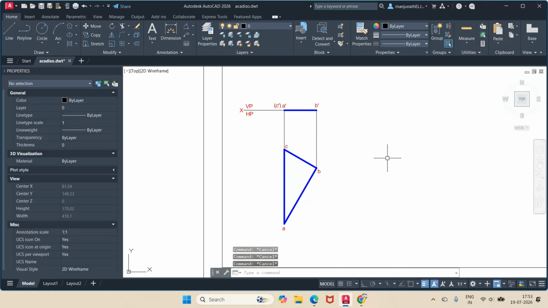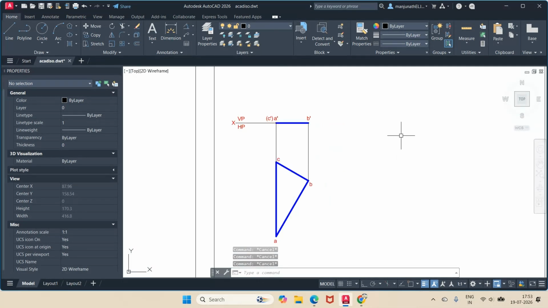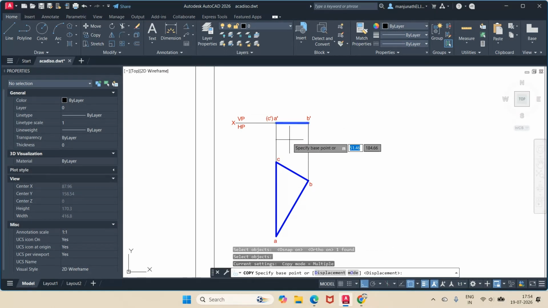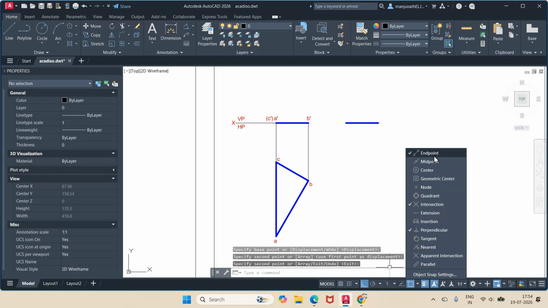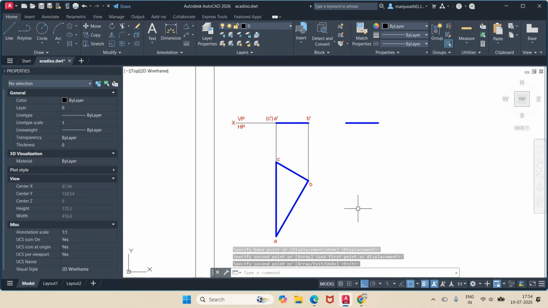So now once you do that, now I want to copy this such that the longest side is in HP. Which is the longest side? This A dash C dash, and it makes an angle of 45 degrees. Then here I will go for copy, enable copy and ortho. Select this line, copy to the next position here. Then you go to endpoint, enable endpoint, remove perpendicular now.